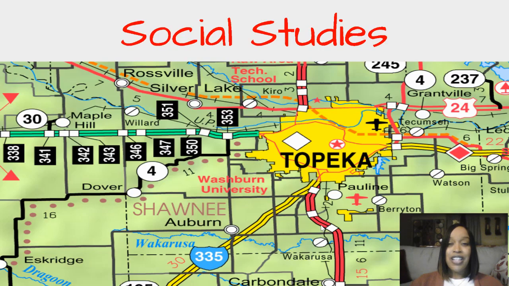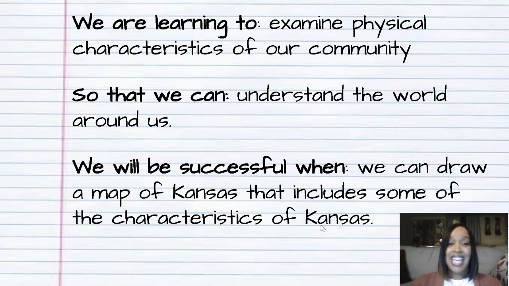Let's start by going over our learning intentions. Today, we are learning to examine physical characteristics of our community so that we can understand the world around us. We will be successful when we can draw a map of Kansas that includes some of the characteristics of Kansas.